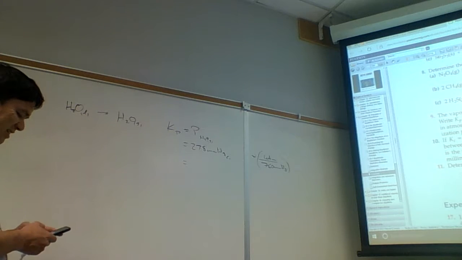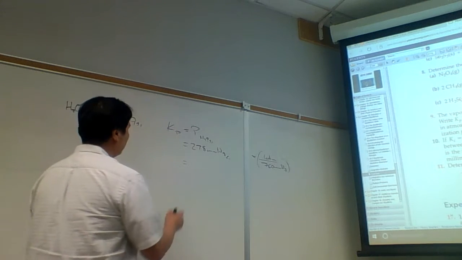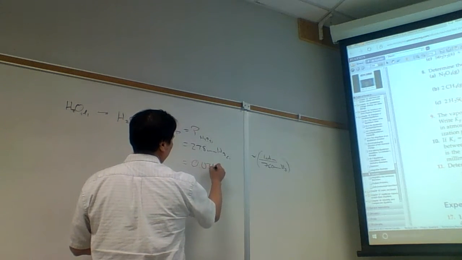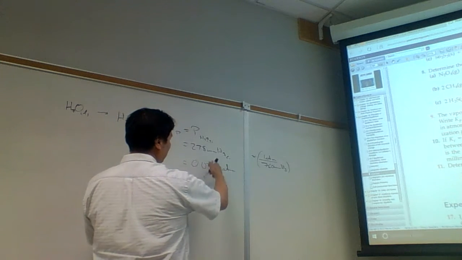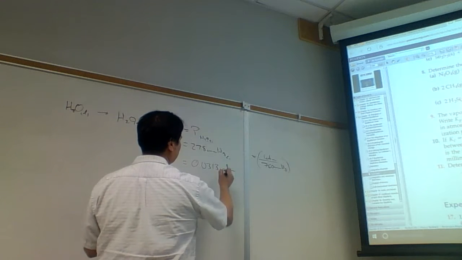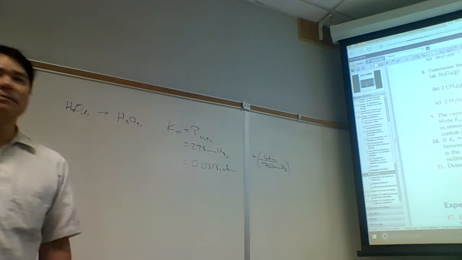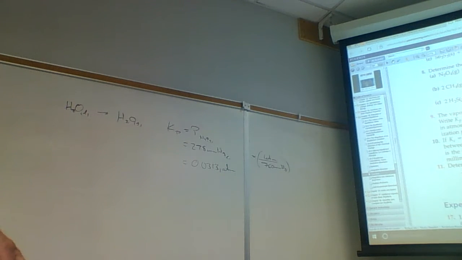23.8 divided by 760 is 0.0313 atmospheres, which is close to what it is in bar. But since we have 3 sig figs, I'm going to carry 1 extra, so 0.03131 atmospheres. I think in bars it's like 0.032 bar. Is that correct? From the test.